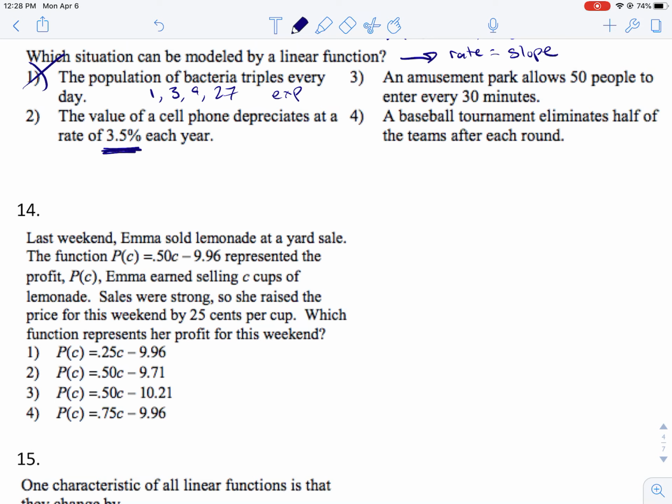How about number 2? The value of a cell phone depreciates at a rate of 3.5% each year. So what's happening here is anytime you see a percentage, what that means is it's multiplication. When a rate is some sort of percentage, your phone is depreciating by 3.5% each year. So let's say, for example, your phone was worth $100.